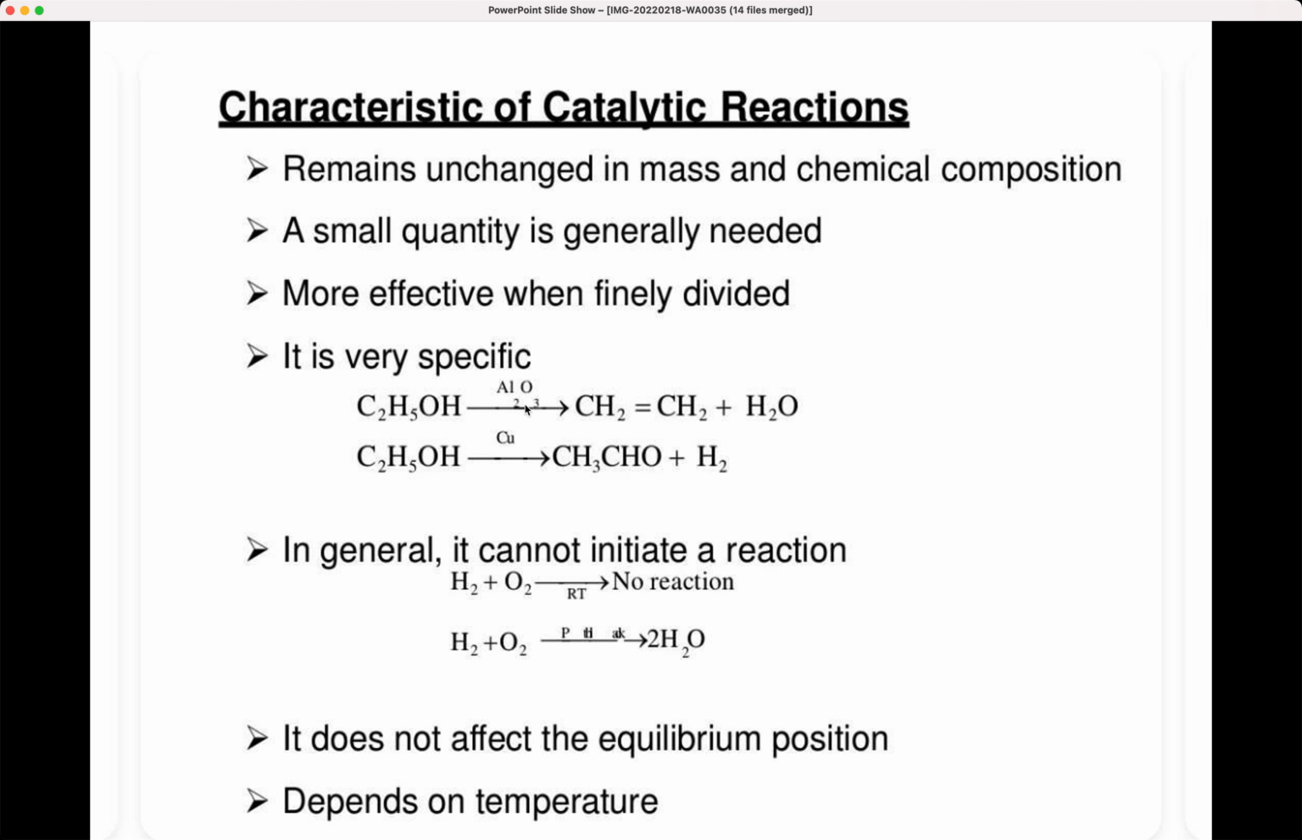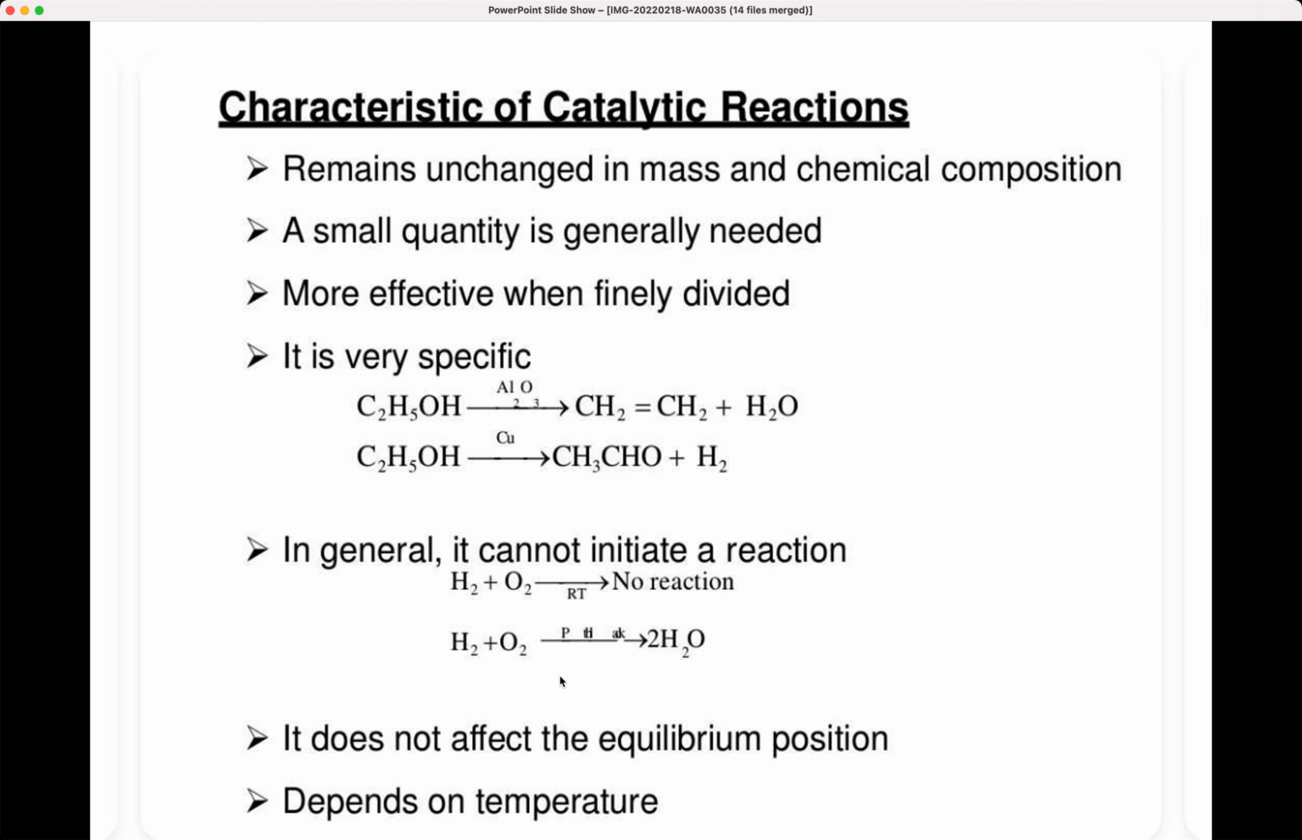C2H5OH in presence of Al2O3 gives C2H4 plus H2O. Then in presence of copper, C2H5OH gives CH3CHO plus H2. So in general it cannot initiate or start a reaction. Like H2 plus O2, there is no reaction, it cannot initiate. And H2 plus O2 here gives 2H2O.